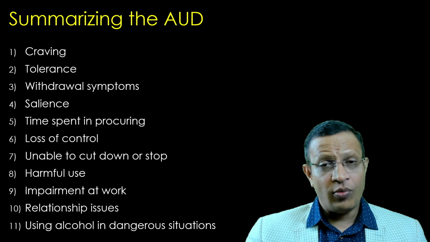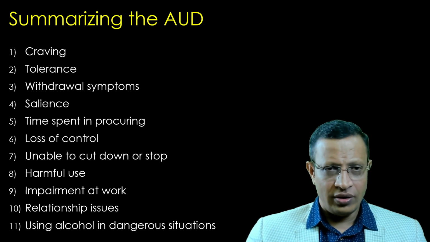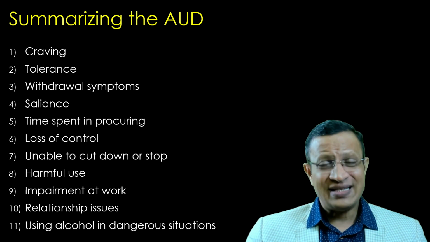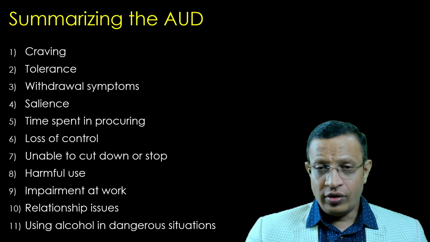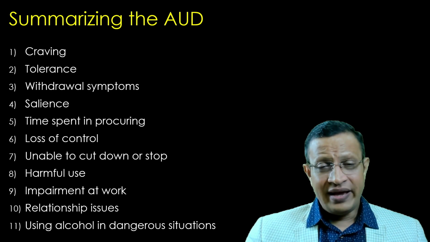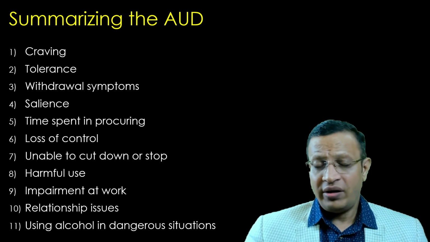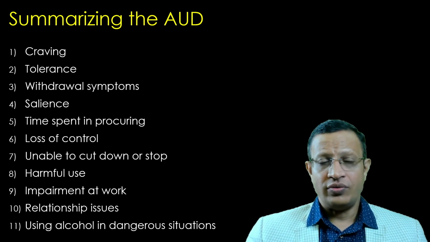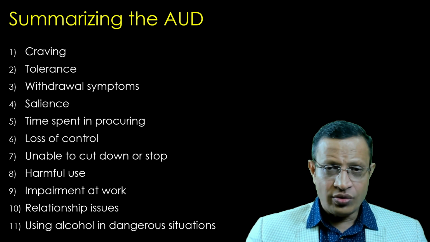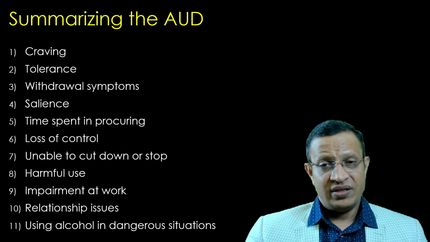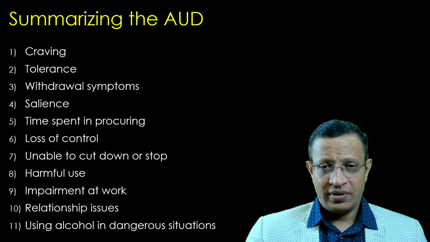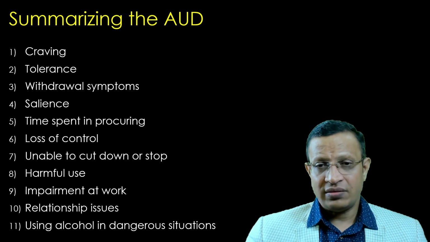He is unable to control the amount of alcohol use and the time spent on it. He is unable to stop it. He is unable to cut down the alcohol. Harmful use is there. Because of the alcohol use, he has physical problems, health problems, and psychological problems, but still he does not want to quit, or he is unable to quit. Because of alcohol use, he has impairment at work and relationship issues. So that means he has a serious problem. Using alcohol in dangerous situations means drinking while driving, or drinking on the job.